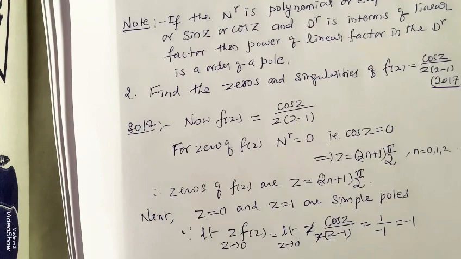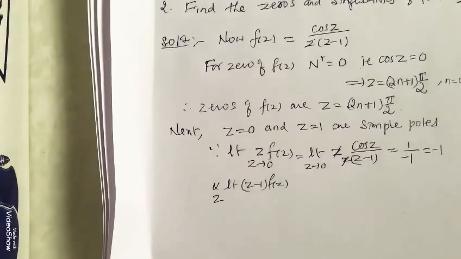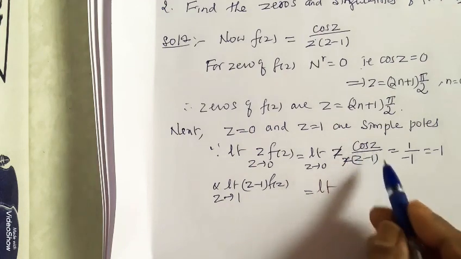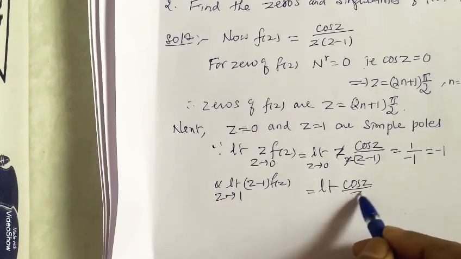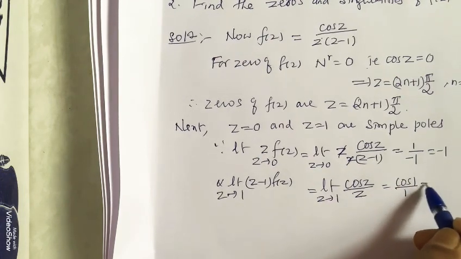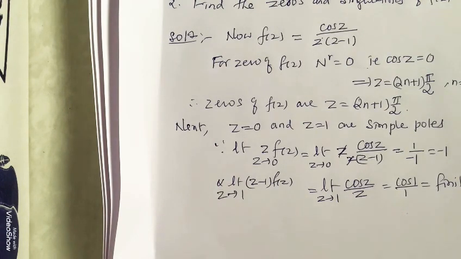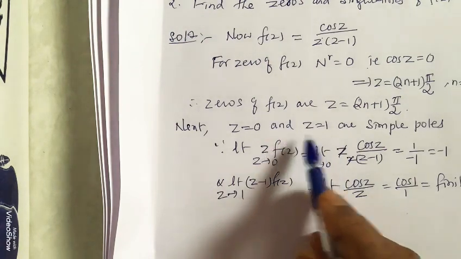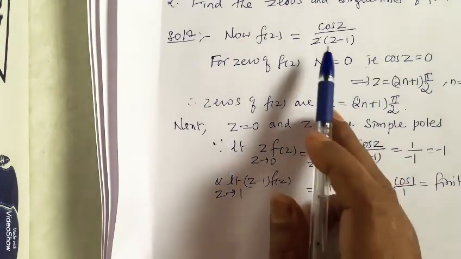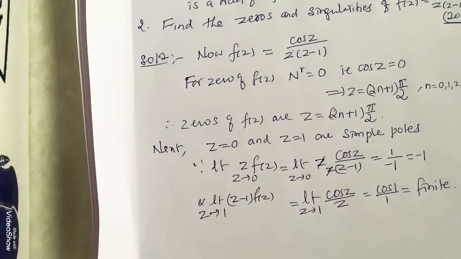And the limit of (z minus 1) into f(z) as z tends to 1 is what? z minus 1 and z minus 1 cancel, cos z divided by z as z tends to 1. So it is cos 1 divided by 1. It is finite, cos 1 is finite. Therefore, you can write that z is equal to 0 and z is equal to 1 are simple poles, or they are of order 1 and finite in number. Negative powers of z and z minus 1, only 1 term is there. So it is finite.